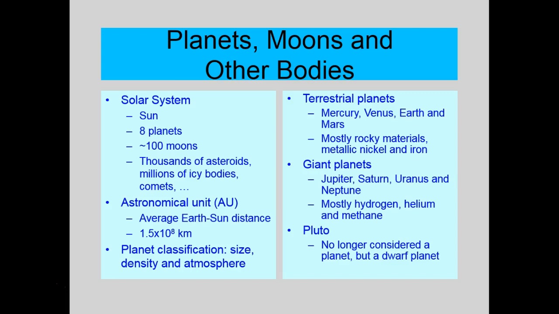Then the 4 outer planets, Jupiter, Saturn, Uranus, and Neptune, are called the giant planets. They're sometimes called gas giants. That's because their surfaces are not solid, not rocky materials. Their surface is just gas. If you go down deep enough, you may hit other material, but it's just a gas. Mostly hydrogen, helium, and strangely methane.